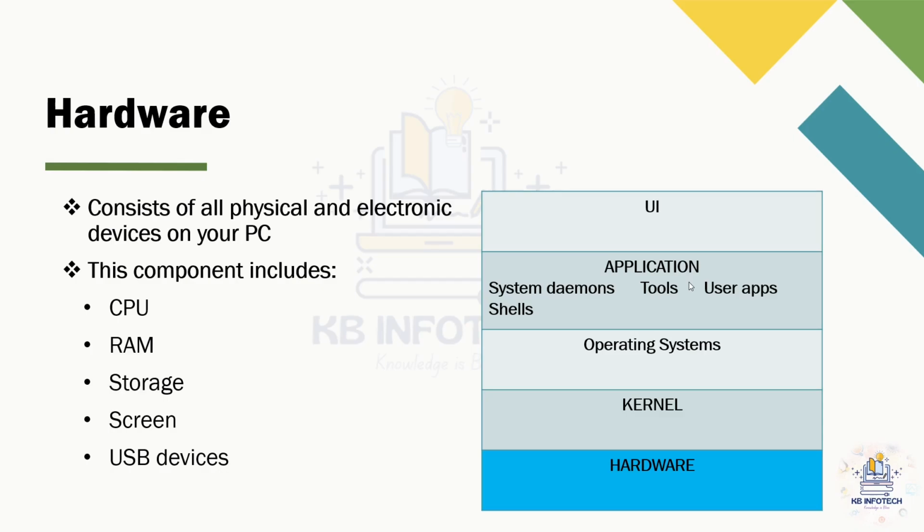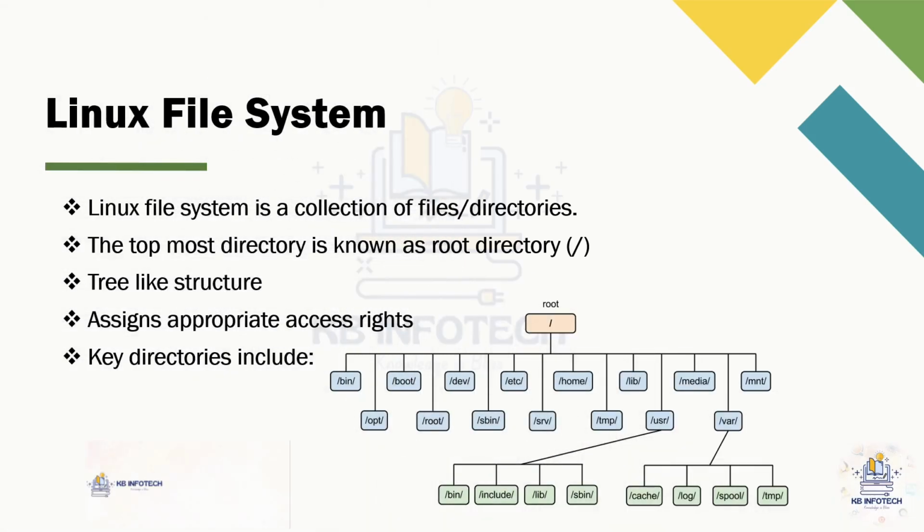The final component in the Linux system is the hardware, which consists of all the physical or electronic devices that make up your computer. This can include the central processing unit or CPU, which is responsible for executing most calculations. The random access memory, we call it RAM, which is a fast storage unit used to hold the temporary information your applications need to run. Storage for data that needs to persist even when your computer is powered off. Obviously, your computer screen and any USB device such as a keyboard, mouse, or USB drive.